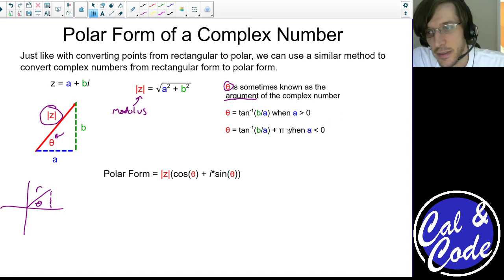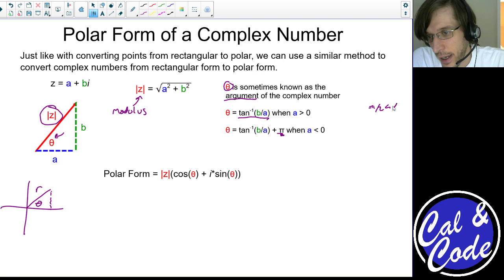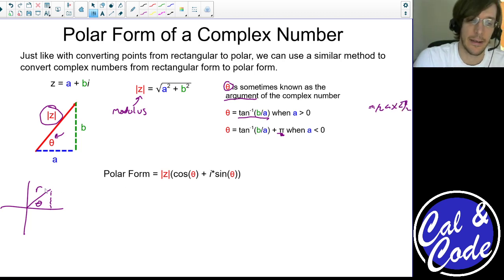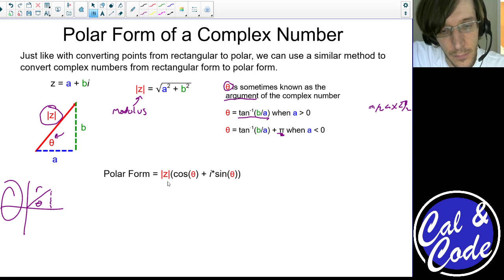As we did with polar, we saw that it was the inverse tangent of y over x, or in our case, the inverse tangent of b over a. When our a is negative, we have to add pi because of the range for inverse tangent. Inverse tangent only gives us values between negative pi halves and pi halves, so we're missing half of the angle. So when we're on the second or third quadrant side, we have to add pi to get to the right spot. And here's the polar form.